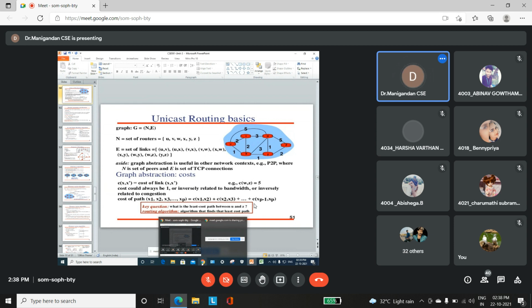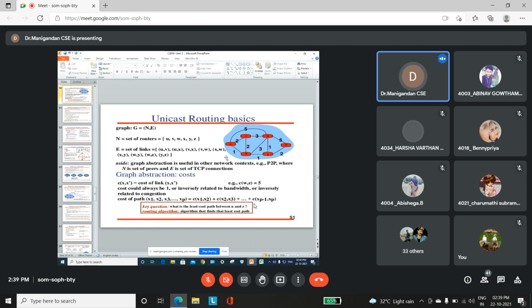Today's class is about many types of routing algorithms. First of all, what is unicast routing? Unicast means point to point. It is also called point to point basis. This is used to connect from source to destination. How the data can be transmitted from source to destination.